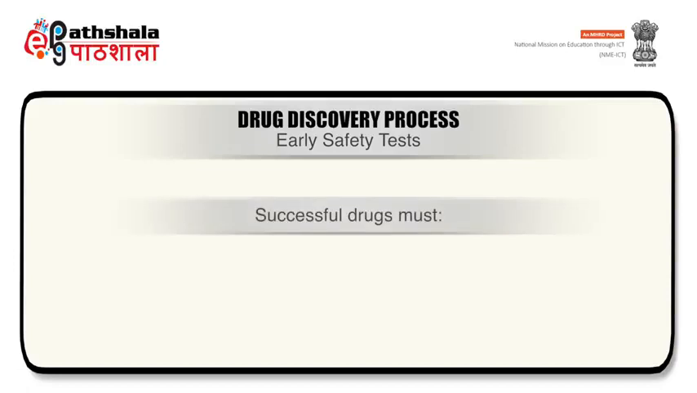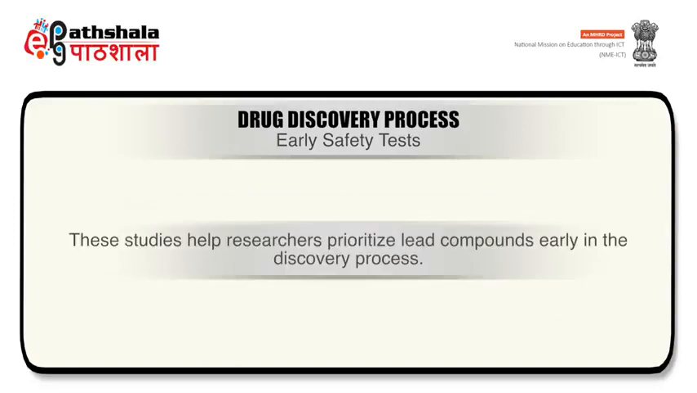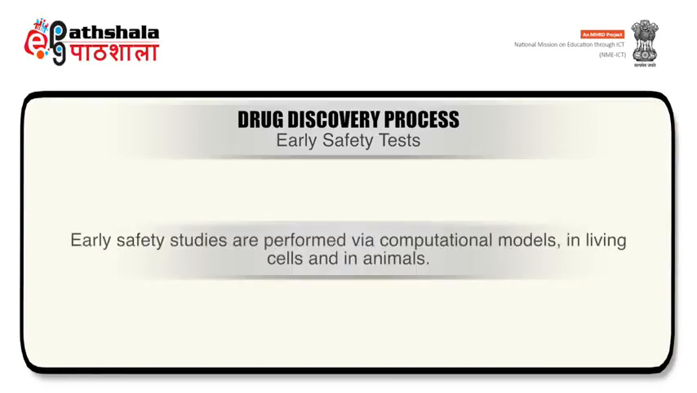Successful drugs must absorb into the bloodstream, distribute to the proper site of action in the body, metabolize efficiently and effectively, be successfully excreted from the body, and be demonstrated to be non-toxic. These studies help researchers prioritize lead compounds early in the process. Early safety studies are performed via computational models, in living cells and in animals.